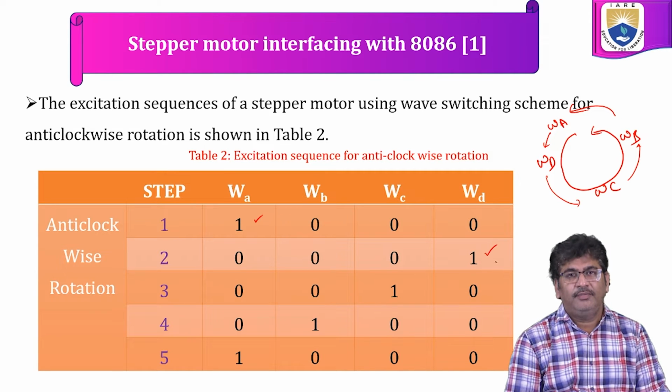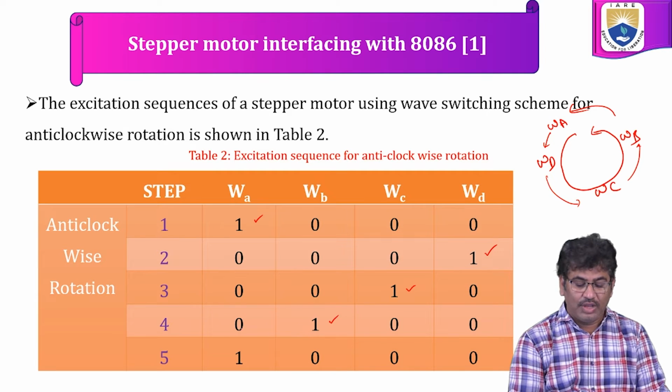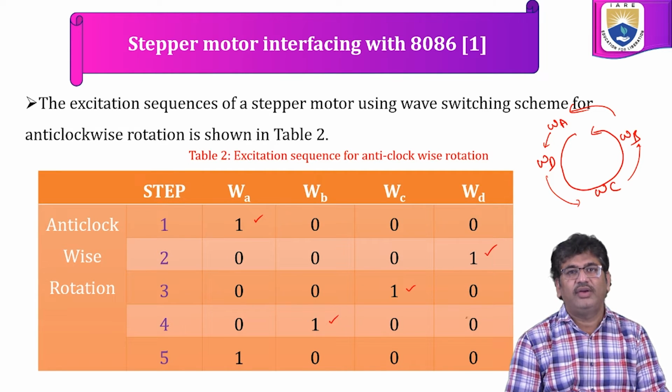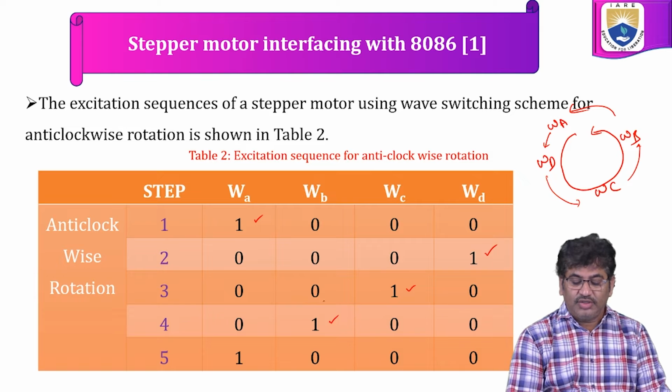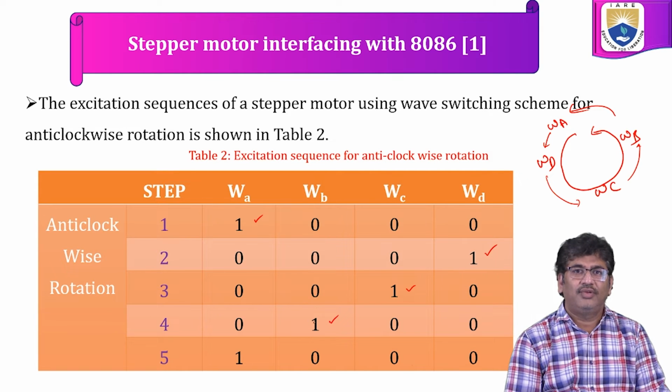Winding D is excited, winding A, winding B and winding C are not excited. For the next step, winding C will be excited, winding A, winding B and winding D are not excited. For the next step, winding B is excited, winding A, winding C and winding D are not excited. So as all four cases are done, all four windings are excited. Again, it is a continuous process.